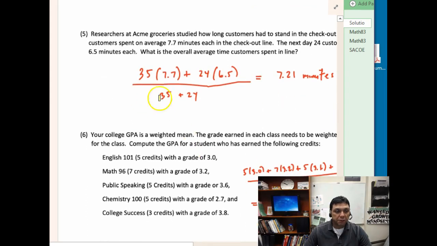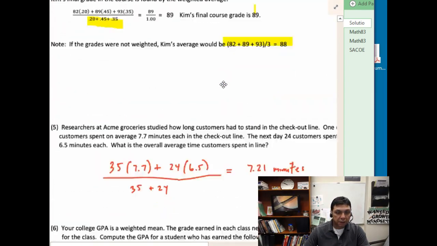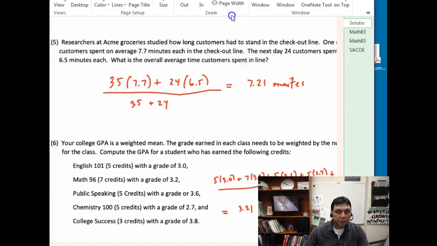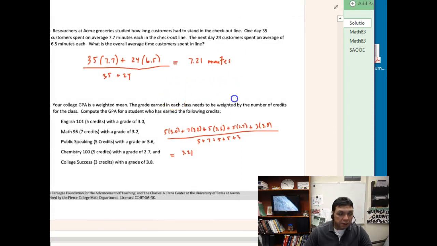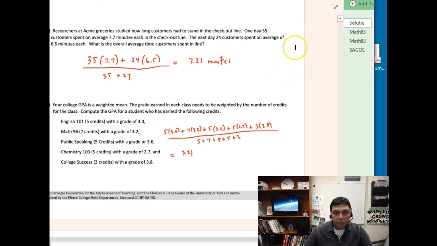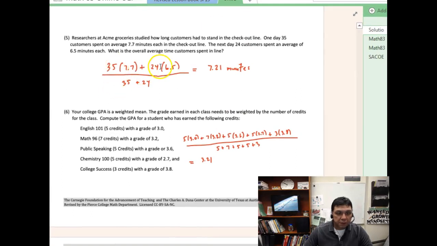So here are the examples that we could look at. Oops, let's get back there. Here are some examples here. Let me zoom that back out. Looking at what we have here, we can see the examples of how that is calculated, because we're looking for the average time spent per customer, and that's why we're dividing by the number of customers, 35 and 24 total.